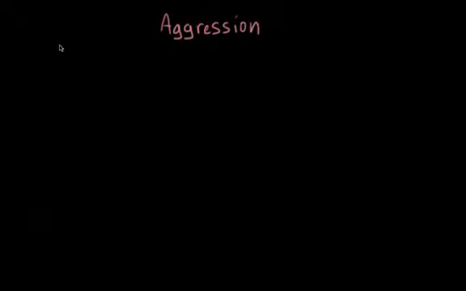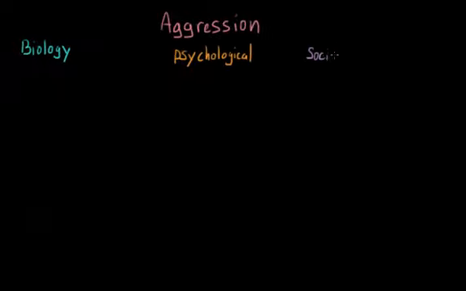And while we can spend a lot of time thinking about different aggressive actions, I think a more important question is where aggression comes from. And there seem to be three things that can influence it. The first is biology. The next is psychological or cognitive influences. And the last are socio-cultural influences.